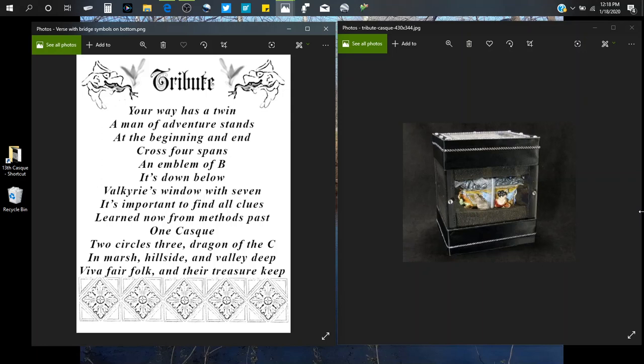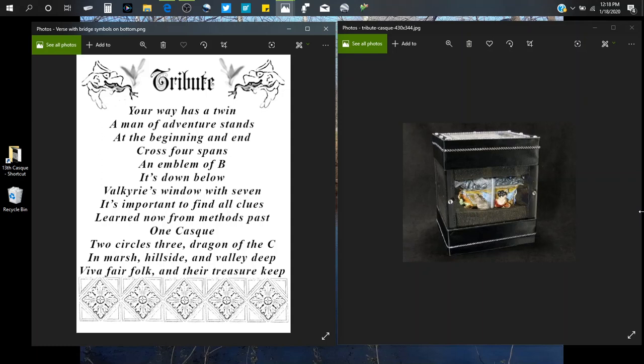treasure hunt, the tribute. The verse actually doesn't get a person to the exact dig site. The verse gets a person to treasure ground. So I had to figure that out when I got there, because I thought it says it's important to find all the gold clues. So when I got to treasure ground, I still didn't know exactly where to dig.